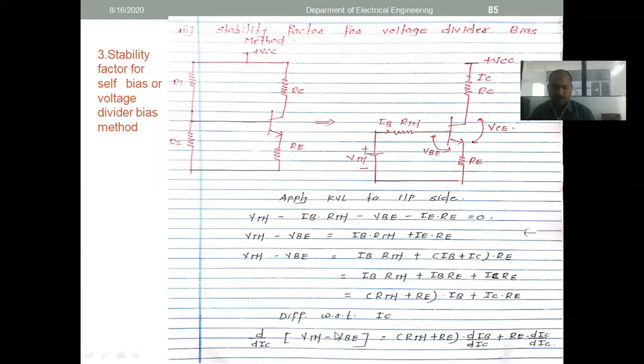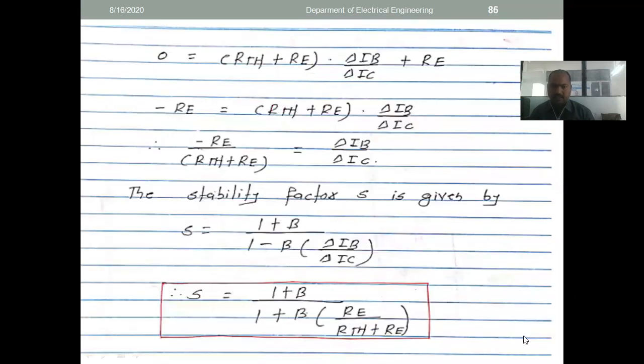See here, the total equation is d by dIC of VTH minus VB, which is equal to RTH plus RE into dIB by dIC, plus RE as it is for IC into dIC by dIC. Here dIC by dIC is nothing but 1. So d by dIC of VTH minus VB equals RTH plus RE dIB by dIC, and only RE is remaining.